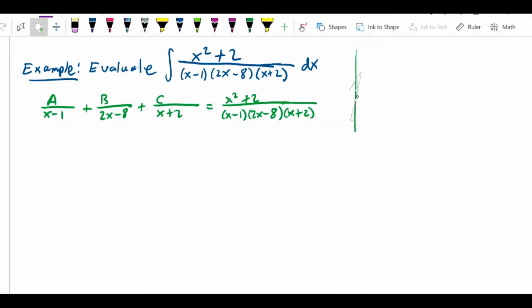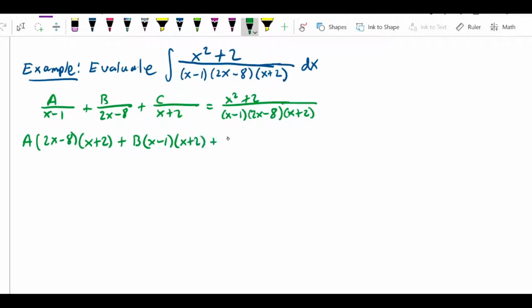Having said that, what we want to do is the same thing. We're going to multiply through by the big denominator, and that's going to leave us with a bunch of cancellations. So we get A times 2x minus 8 times x plus 2, plus B times x minus 1 times x plus 2, plus C times x minus 1 times 2x minus 8, and that's equal to x squared plus 2.